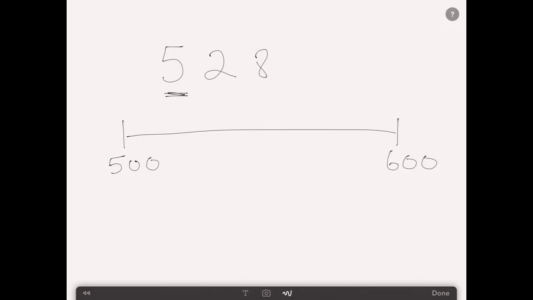Because I'm dealing with the hundreds place value, my increment is 100, right? So 500, adding 100, goes all the way up to 600. The midway point would be 550. So I have to think about, where does 528 belong? Well, I would guess that it's somewhere around here. So therefore, if I would round 528 to the nearest 100, we would say it would round to 500, not 600.